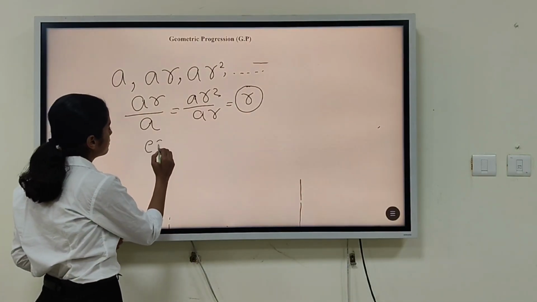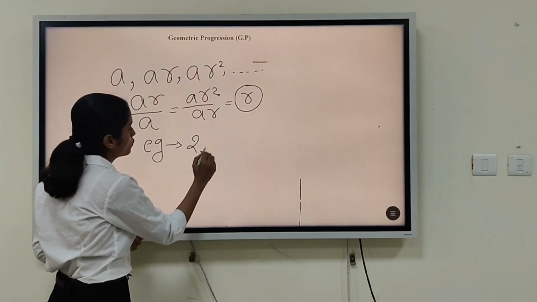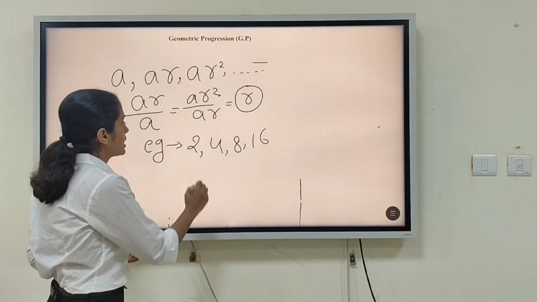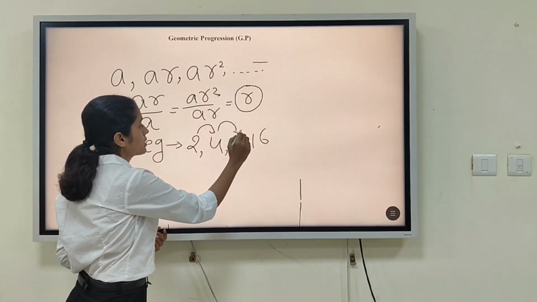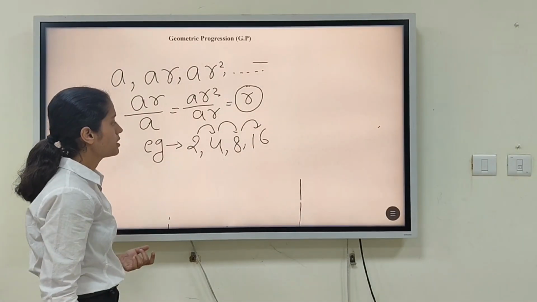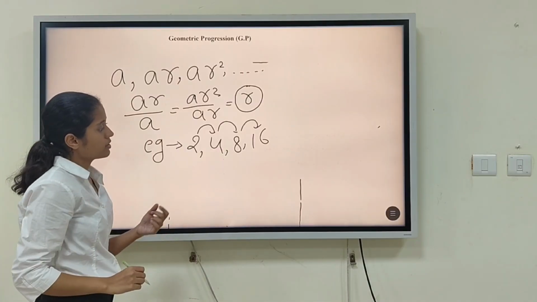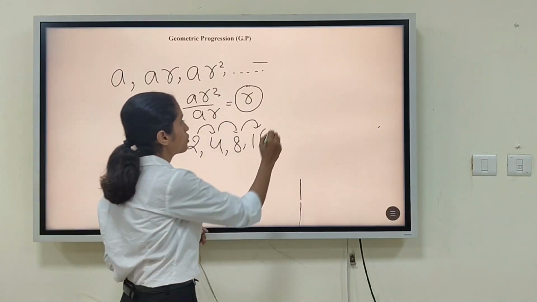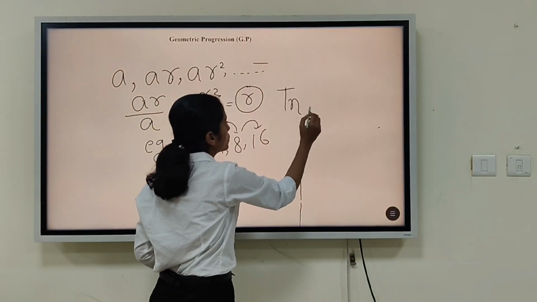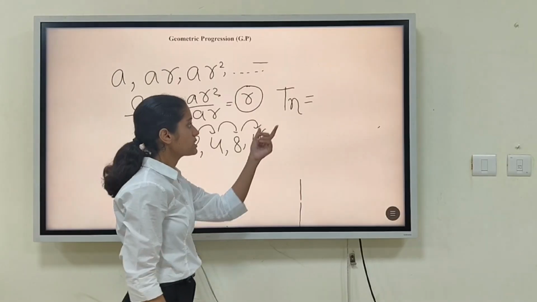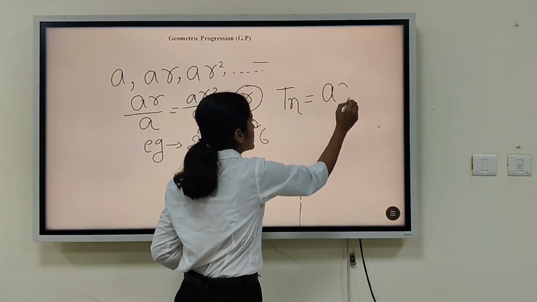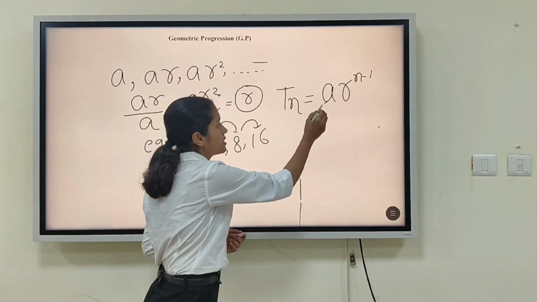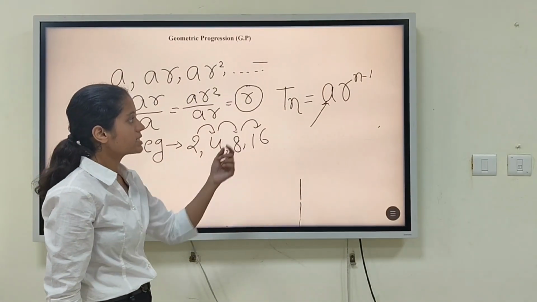So let's suppose I have taken an example 2, 4, 8, 16. Here we can see that the sequence we are getting by multiplication, and if I would say find out its 14th term, you can find it manually, but here also we have a formula to find the general term of a GP, which is denoted by Tn, and the formula is A into R to the power n minus 1. Here A is the first term of the GP and R is the common ratio.